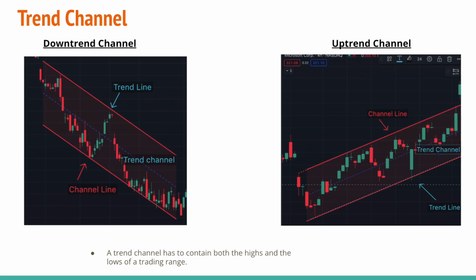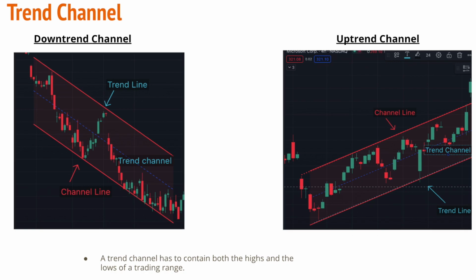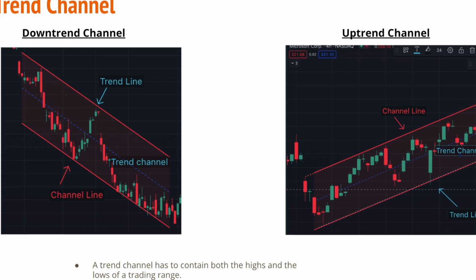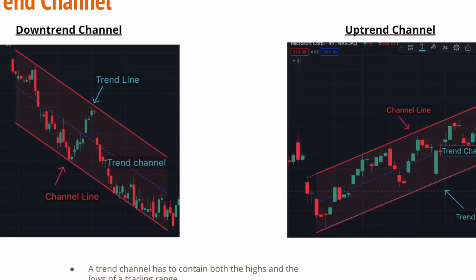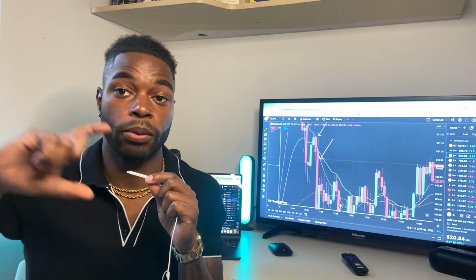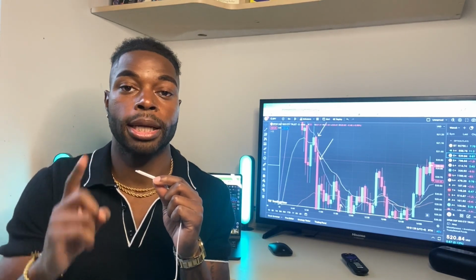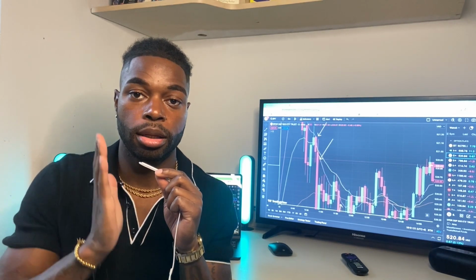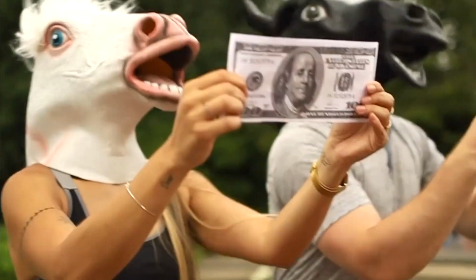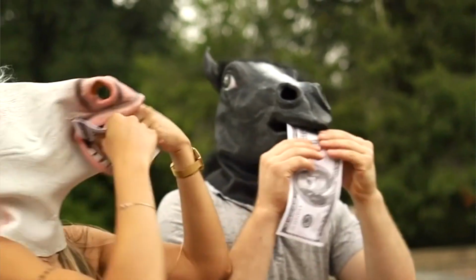Now, what is a channel? So a channel or a trend channel has to include both the highs and the lows of a trading range. So if you have an uptrend, you have your trend line including two extreme lows and then the channel line and two extreme highs. So the channel contains the highs and the lows of that range. Something to note here is that the tighter a channel, then the more likely it is for price to continue in that direction.